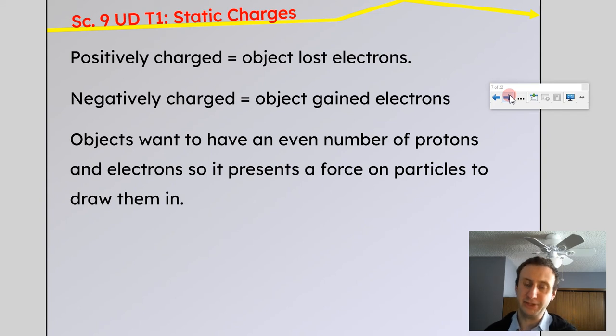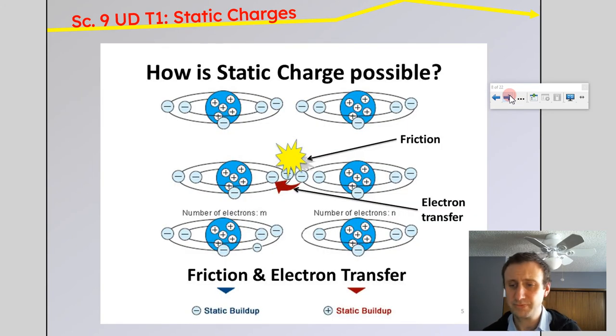So when something is positively charged, that means that it somehow lost electrons. It no longer has as many electrons as it did. If it's negatively charged, it gained electrons, so it has more electrons than it has protons. And again, this is all about the balance. Objects want to have an even number of protons and electrons, so it presents a force on particles to draw them in. This is why we actually have attraction and repulsion between charged objects. And hopefully we can do some either demos or some experiments around that.